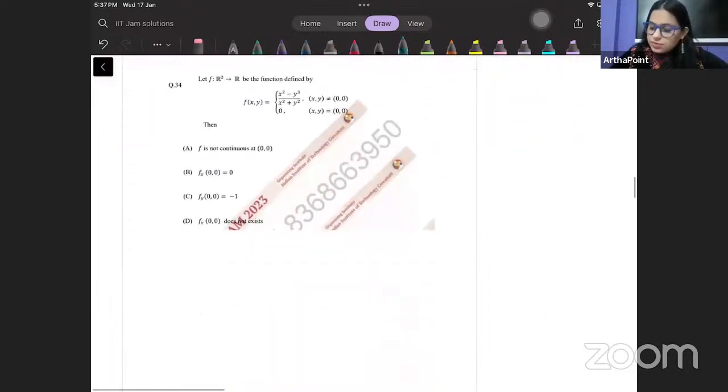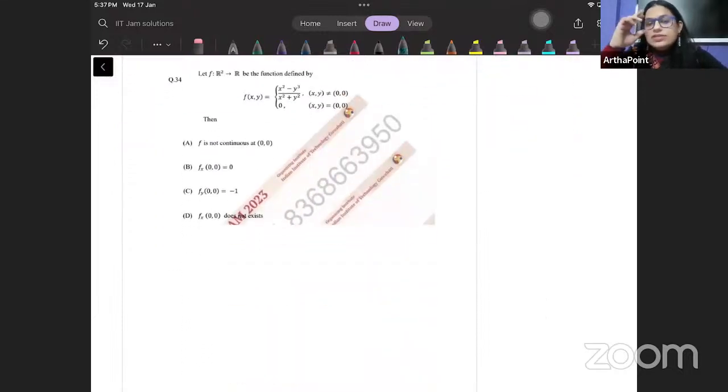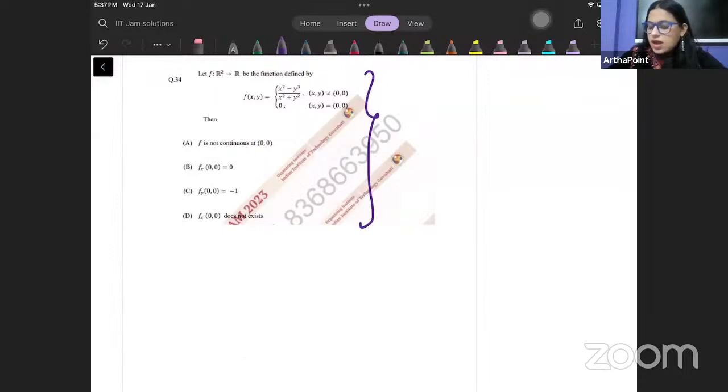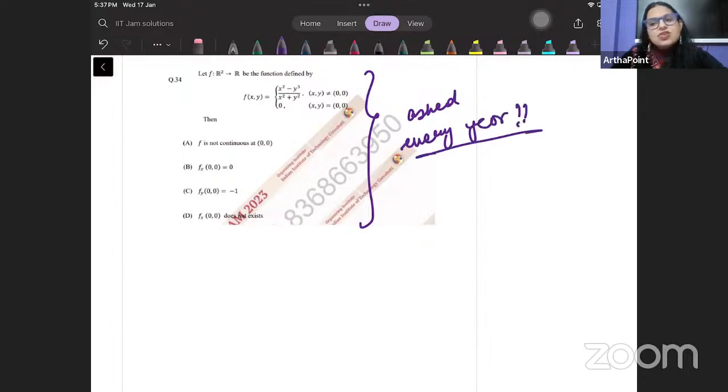Okay, come to the next question. This question is asking you to check whether the function is... This is an every year question. Asked every year. A fixed question. This year also you will see this question in the paper. This question will come every year. They will give you a 2 variable function. They will ask you to check continuity and partial differentiability.